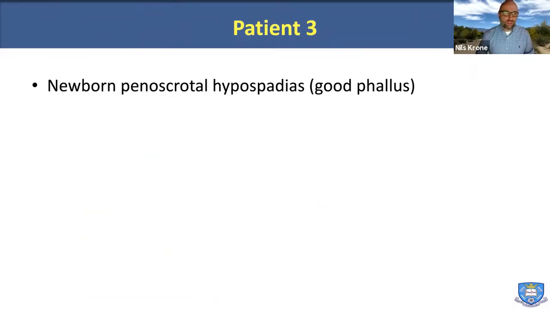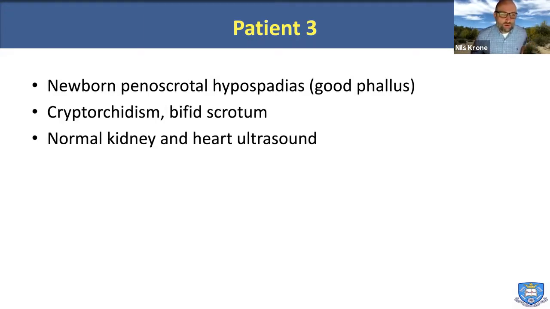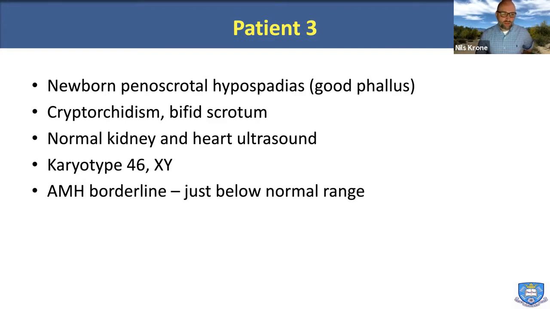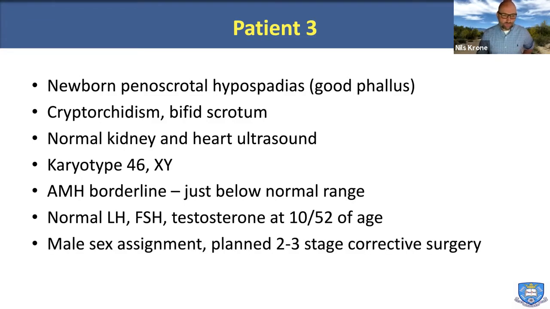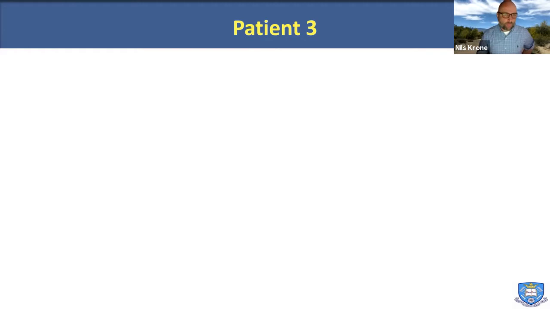Now this is patient 3. I'll give you an example. This is a newborn with penoscrotal hypospadias with a gut phallus, cryptorchidism, bifid scrotum, normal kidney and heart ultrasound. And I'll come to that point in a second, why I do kidney and heart in everyone. Karyotype 46XY, AMH is borderline, just below the normal range, so that's still normal. LH, FSH normal, testosterone is appropriate for age. The male sex assignment planned 2 to 3 stage corrective surgery.